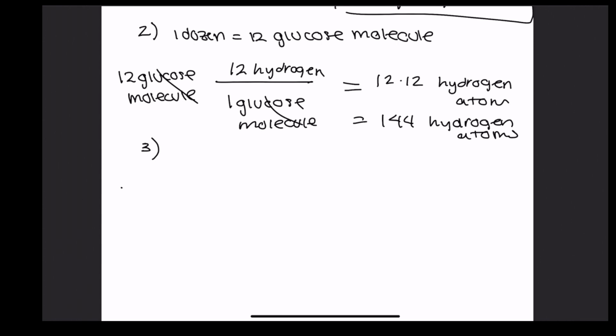So I'm going to do the same thing, but convert it into a dozen. So we're going to put 12 glucose molecules, right? We need to get it into hydrogen, so we're going to do the same step as above.